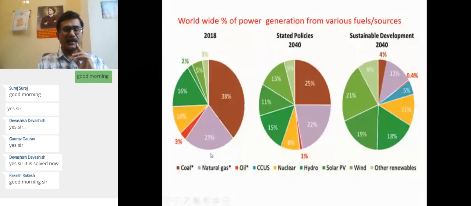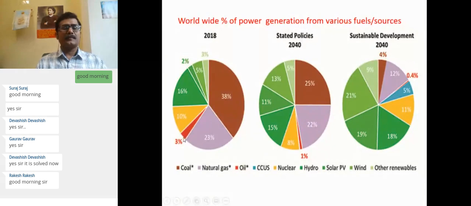Then another one, that is natural gas. So this is 23%, so nearly one fourth. Nearly one fourth of the energy is generated by using natural gas reservoirs or resources. Oil: a very small amount, 3%, is used for the generation of electrical power, because the majority of the oil is used for the transportation sector. So that's why there is a very small contribution for oil.